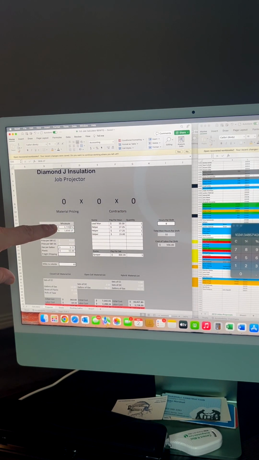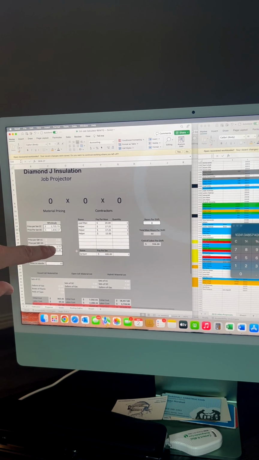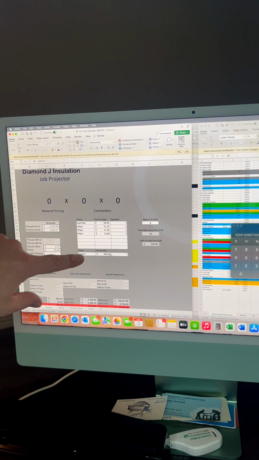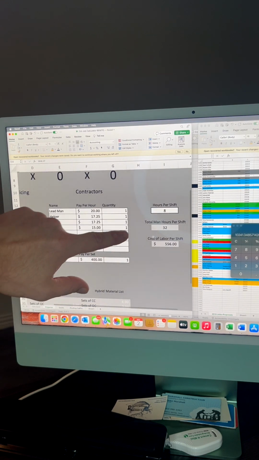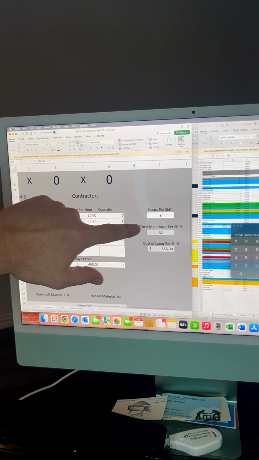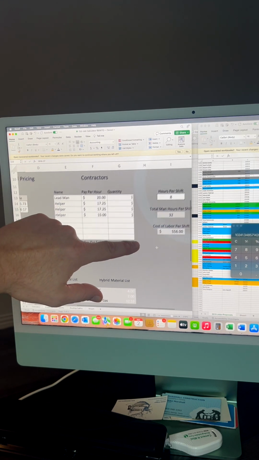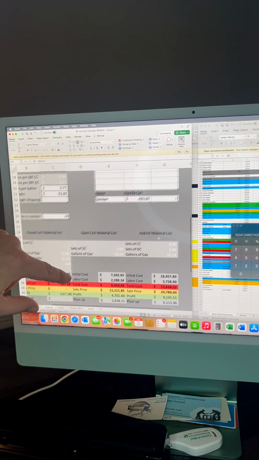I can come in here and put in my pricing for what I'm purchasing, the price per gallon, what my plastic costs. This is my crew, here's my lead man, my helpers, what are they getting paid? Sprayer, what are they getting paid? How many shifts are we working and how many hours per shift? 8-hour shifts, a total of 32 man hours, and the total cost of labor per shift.